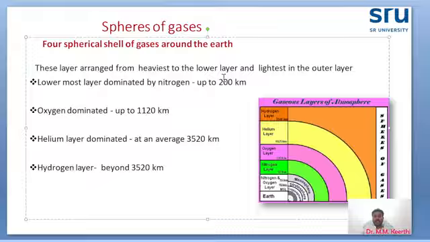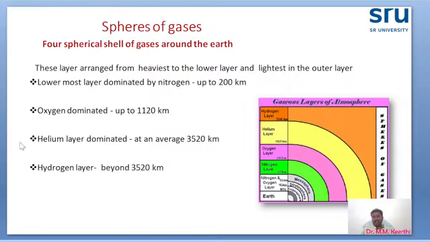So up to 200 kilometers nitrogen gas, up to 1120 kilometers oxygen, up to 3520 kilometers helium gas, and beyond 3520 kilometers hydrogen gas is more present. If you see this picture, you will understand. At the lower level nitrogen, followed by oxygen, helium, and hydrogen gases are predominant.